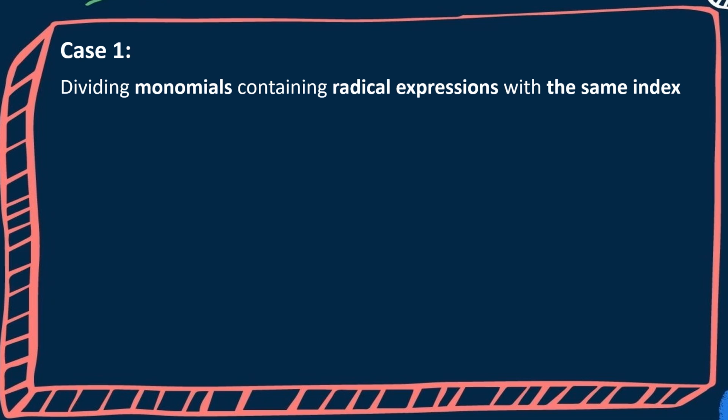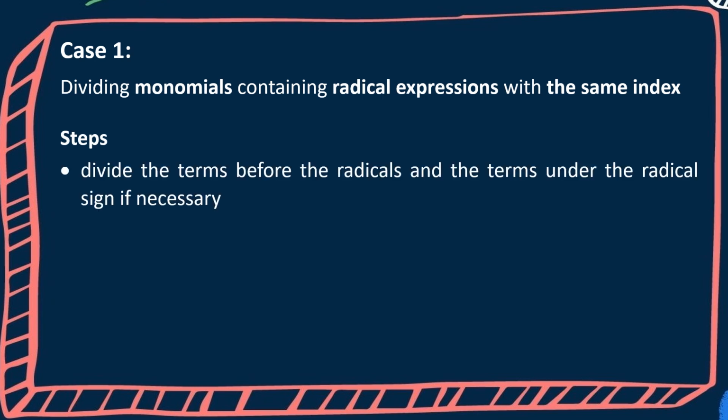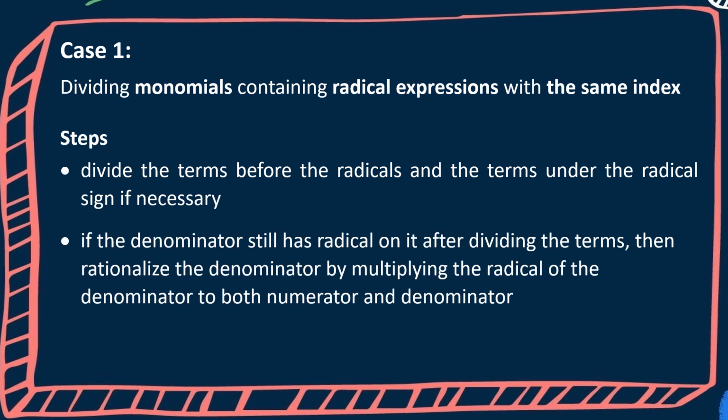We start with case number 1, and this is dividing monomials containing radical expressions with the same index. Here are the steps that you need to follow. Divide the terms before the radicals and the terms under the radical sign if necessary. If the denominator still has radical on it after dividing the terms, then you need to rationalize the denominator by multiplying the radical of the denominator to both numerator and denominator.